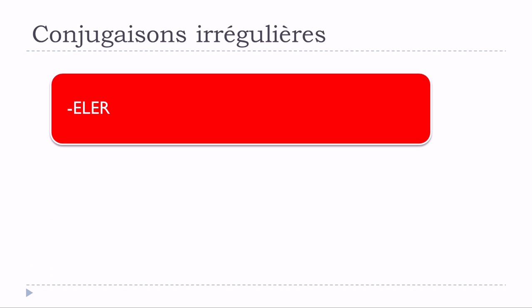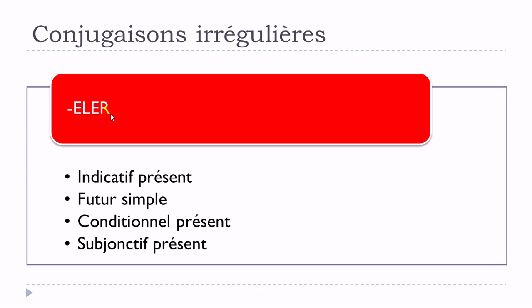So remember that if we're talking about these verbs of the first group ending with -e-l-e-r, the following tenses will be modified: indicatif présent, futur simple, conditionnel présent, and then subjonctif présent.